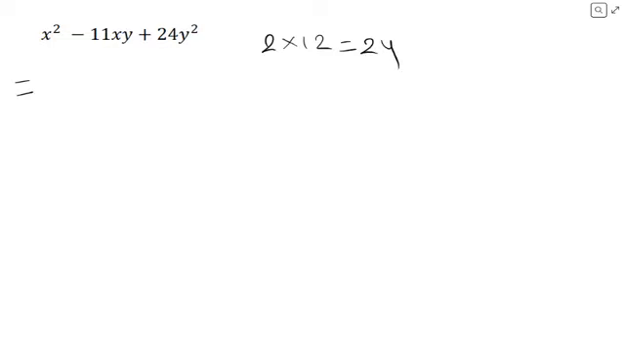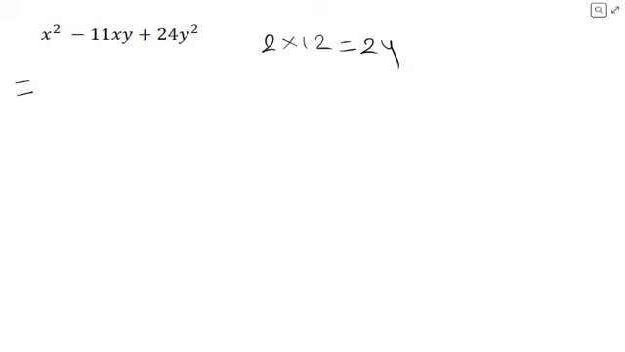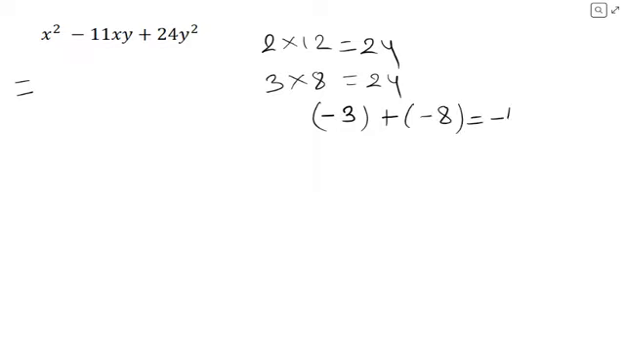Again, since this is positive and this is negative, we are looking for two negative numbers whose sum is minus 11. So again, this 24 could be like 3 times 8. Now here, if you get the sum of minus 3 and minus 8, it equals minus 11. So this is what we are looking for. Same process. The first term is the same. The last term, 24y square, same.